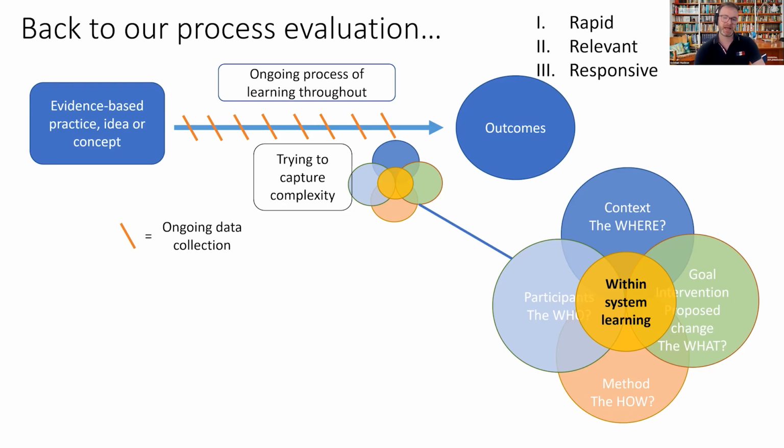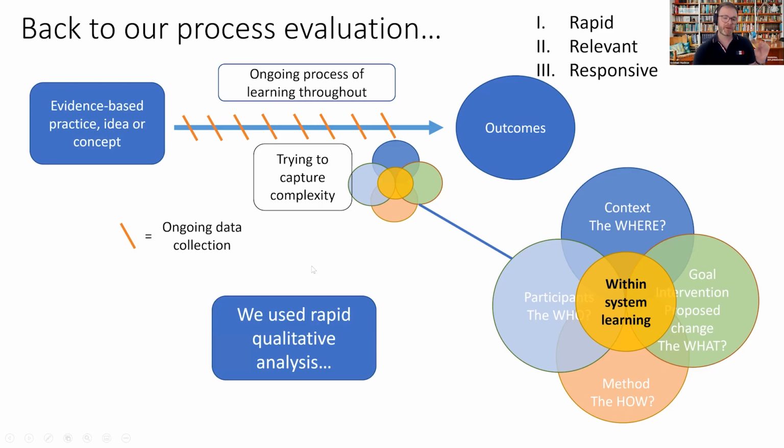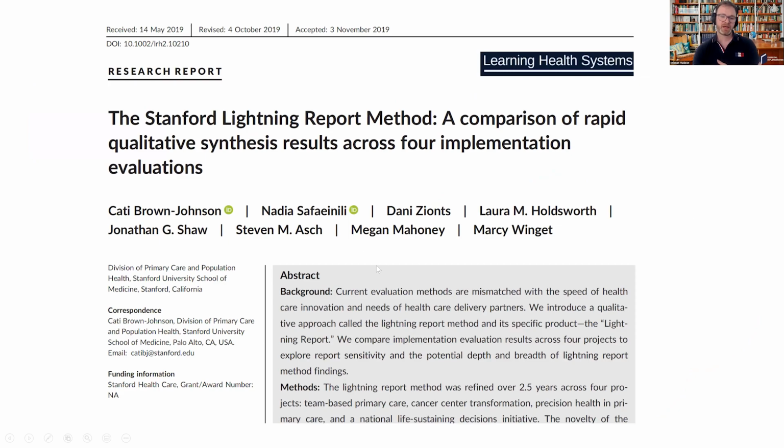Now, you might say, well, how do you collect data so often? Isn't that loads of data? Well, we use rapid qualitative analysis. This is a great technique for actually capturing complexity and for making sure your evaluation is rapid, relevant, and responsive. What are lightning reports? That's the rapid qualitative analysis approach we use. We use these tools called lightning reports.